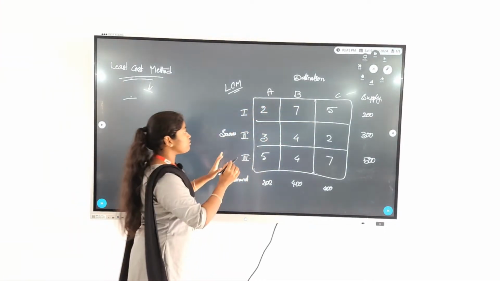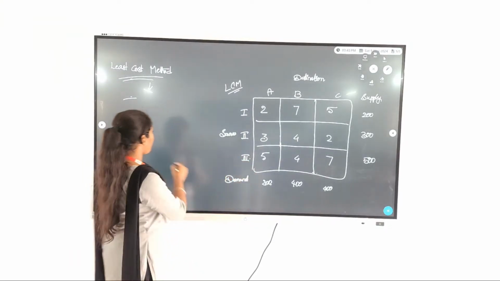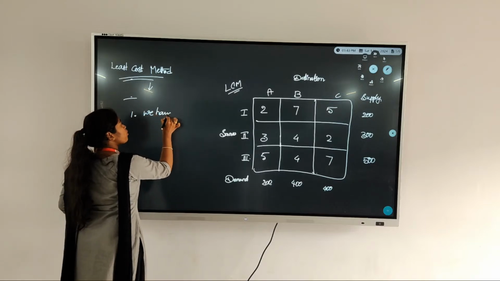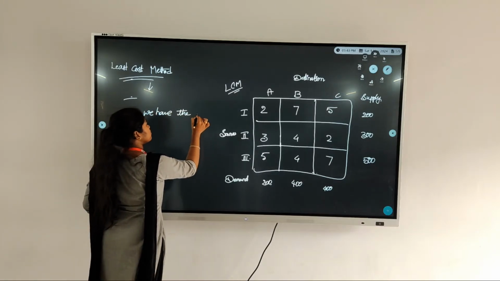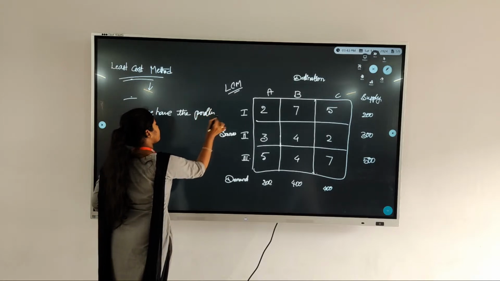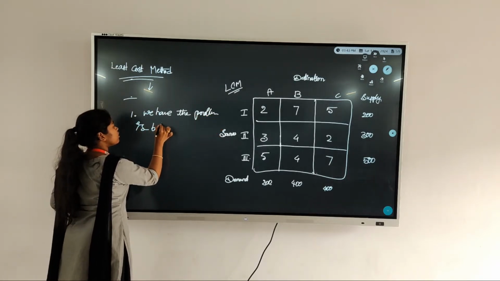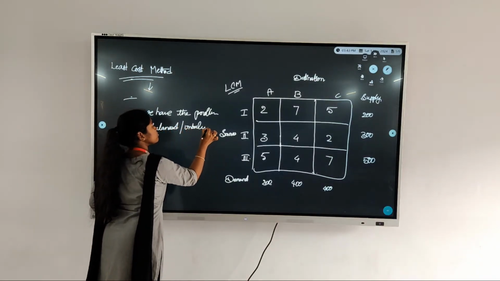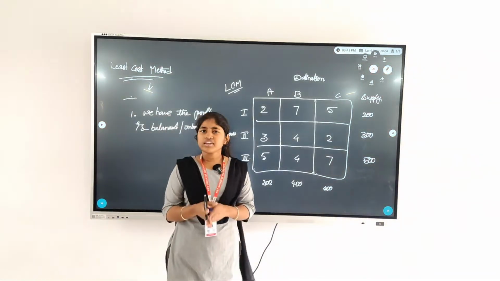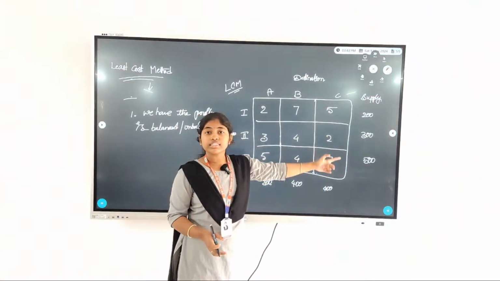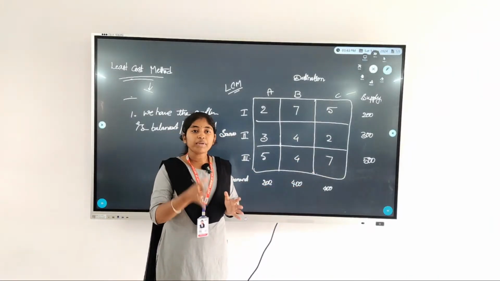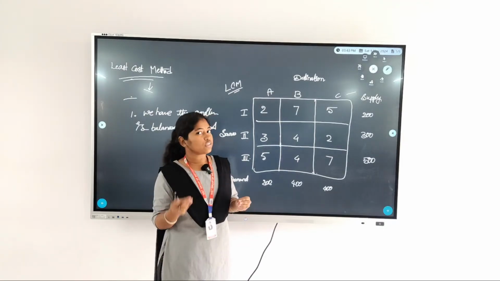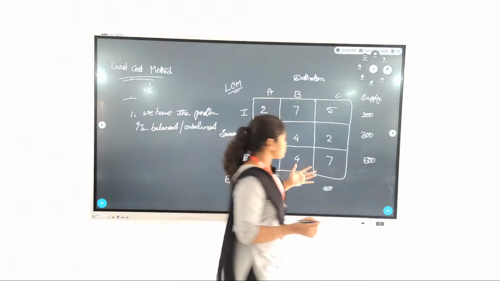To solve this problem, first we have to check whether the problem is balanced or unbalanced. How can you check? By simply adding all the supplies and all the demands. They have to be equal. If they are equal, then it is a balanced problem, and if they are unequal, then it is called unbalanced. Let's check for this problem.